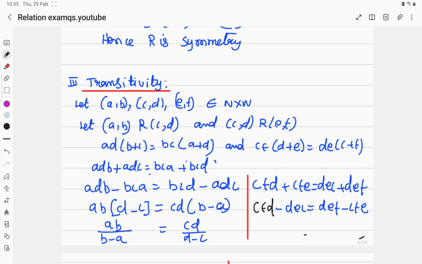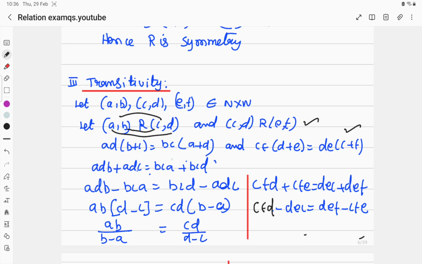Let (A, B), (C, D), (E, F) belong to N × N. First, let (A, B) be related to (C, D) and (C, D) related to (E, F). Then by the given relation, we get AD(B + C) = BC(A + D). Similarly, CF(D + E) = DE(C + F).